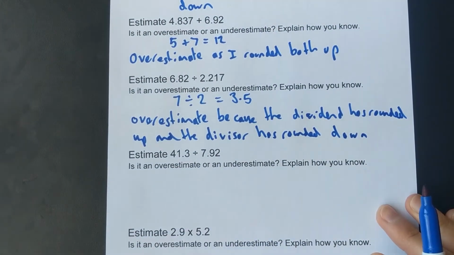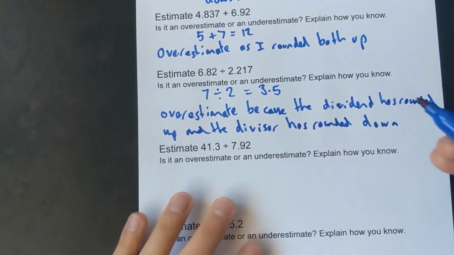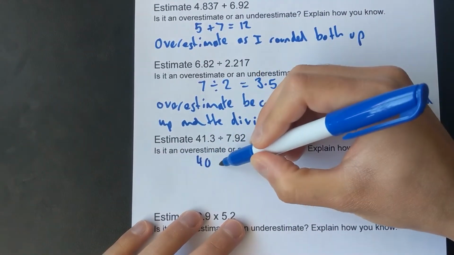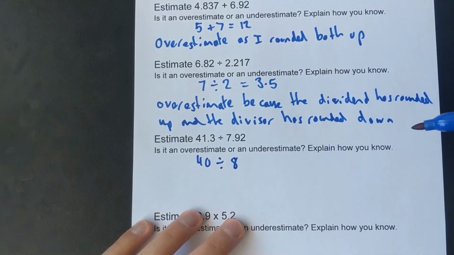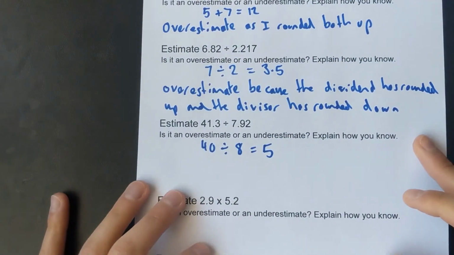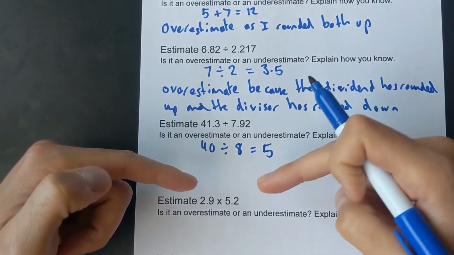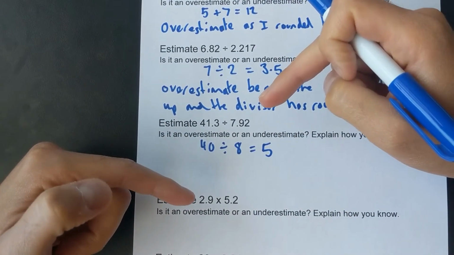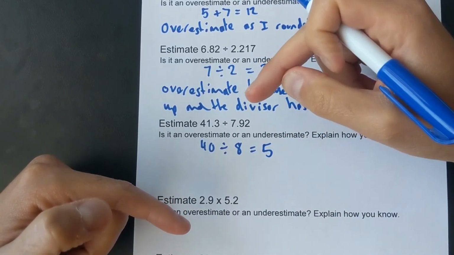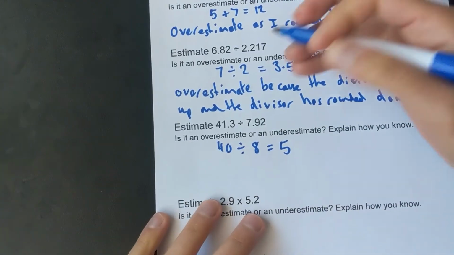Okay, let's have a look at this one. Estimate 41.3 divided by 7.92. Well, that's going to be approximately 40 divided by 8. So my estimated answer is 5. I've rounded this down and I've rounded this up. That's going to make my answer smaller overall. I'm taking a smaller number and dividing it by something even bigger. That's going to make this an underestimate.